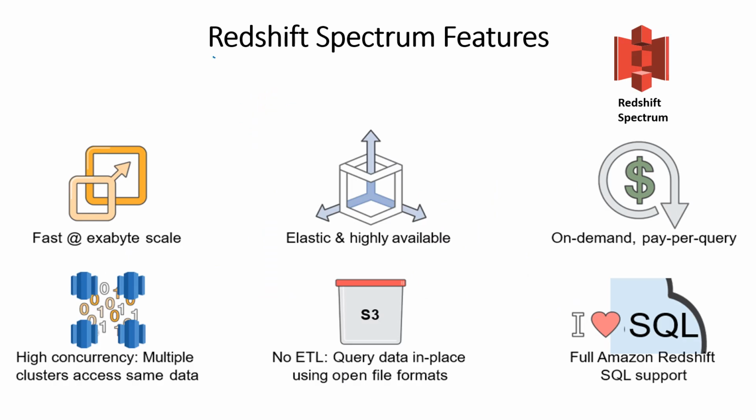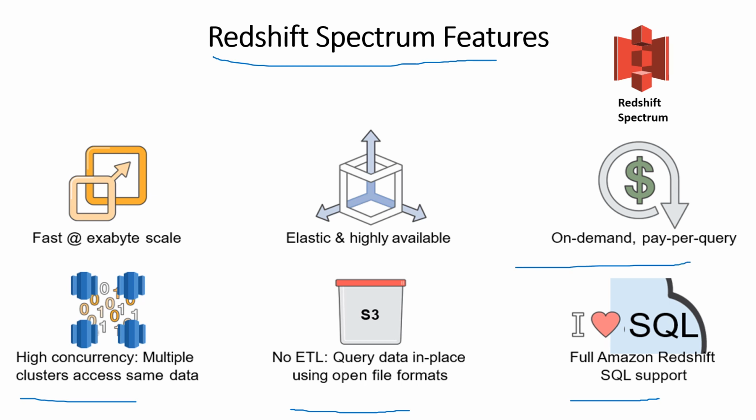Let us review Redshift Spectrum features. It has the ability to use Redshift syntax to run SQL against the S3. It allows you to query data in place using open file formats instead of ETL. It has high concurrency as multiple clusters can access the same data. For example, multiple Redshift clusters concurrently can access the same S3 bucket. It's on demand and pay as you go. It's elastic and highly available from any availability zone. It's fast even at the exabyte scale.